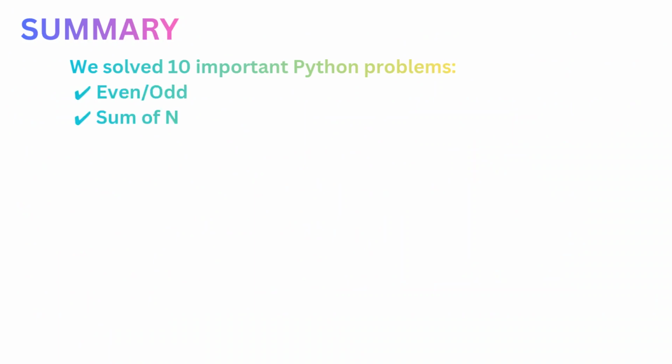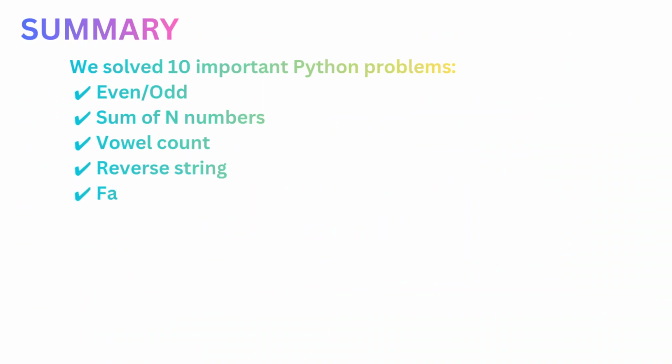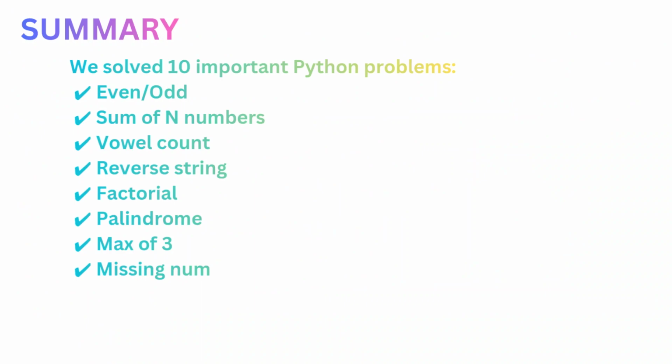In this session, we solved 10 important Python problems, that is even and odd, sum of n numbers, vowel count, reverse string, factorial, palindrome, maximum of 3 numbers, missing number, frequency count, and prime check. Each of these concepts trains your thinking for coding interviews.